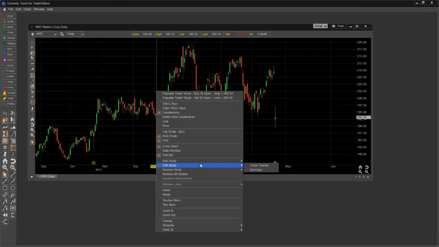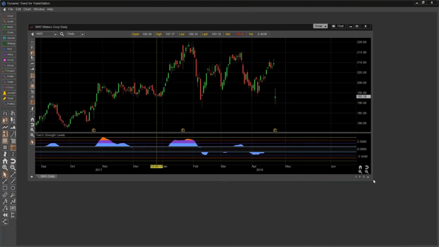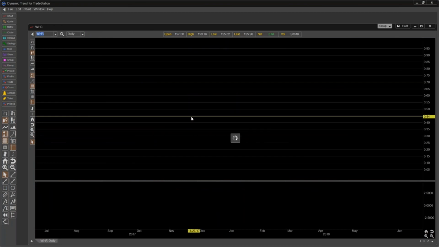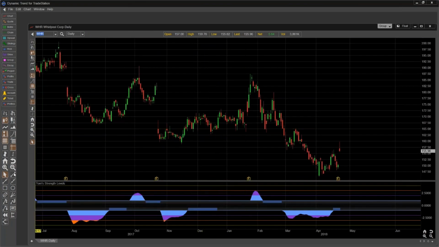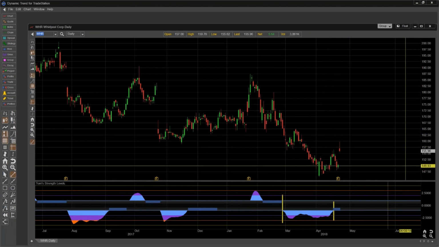And I'm just going to put the TSL study on. So the key thing about the TSL study that you have to notice is, for example, let's look at WHR. If you come in here, you will see that from this point in time through here, the TSL indicates that it's negative. All right. So when you have a negative TSL, you need to look for any way to short this, any way to be able to sell this. That's what you're looking for.